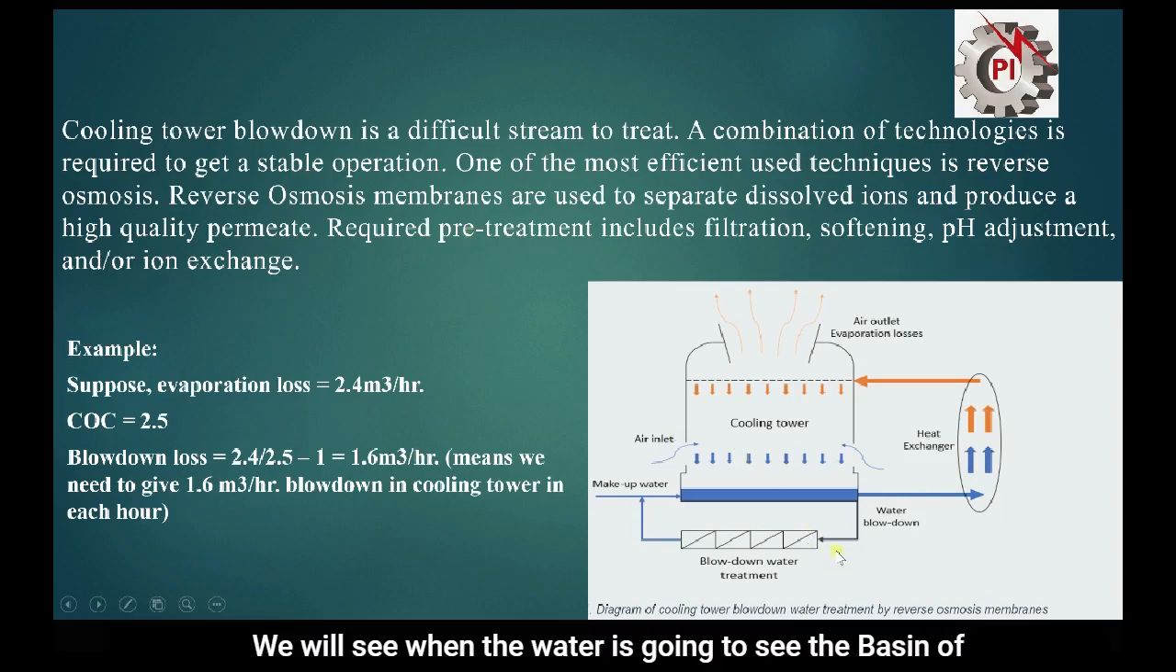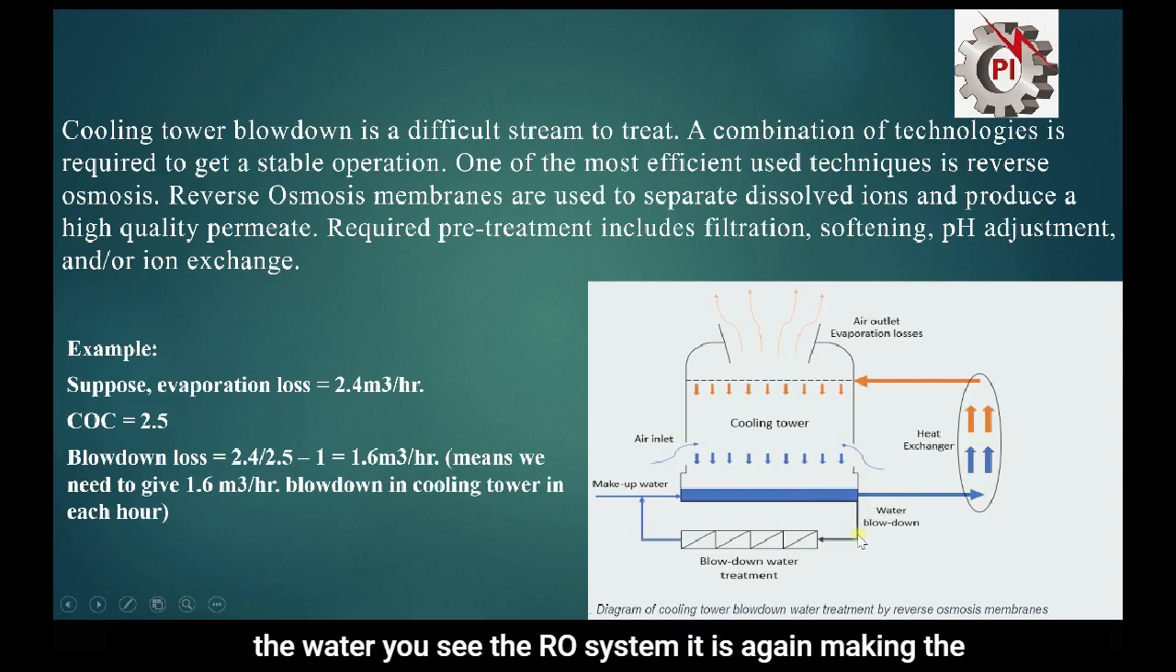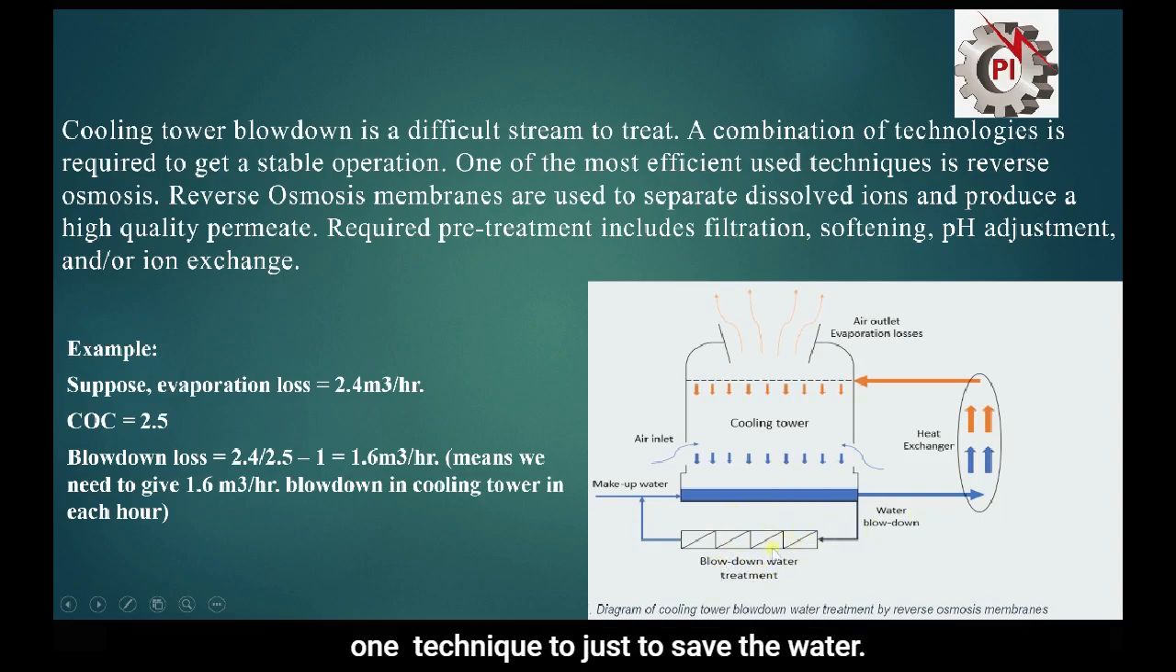This is the basin of the cooling tower, and when we make the blow down, we are discharging the water. This is the RO system. It does the pH adjustment and softening of the water and gives it again to the makeup water. So we can save the water. We don't want to lose the water, so we can use this technique to save it.